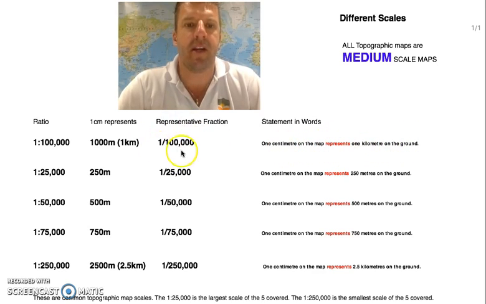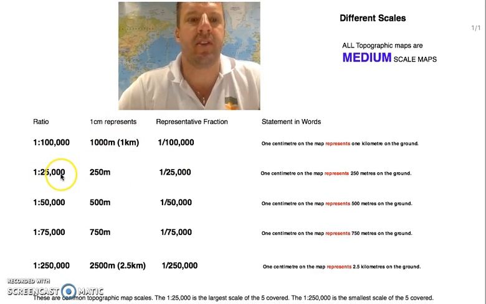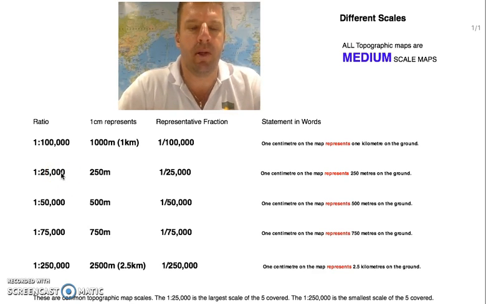As a representative fraction, it's 1 over 100,000, and as a line scale, for every centimetre, it would be indicated that every centimetre represents 1 kilometre. 1 is to 25,000 is the map we were using as we went through our skills, and as we know that represents 1 centimetre represents 25,000 centimetres, divide that by 100 is 250 metres. So it's 1 centimetre represents 250 metres.